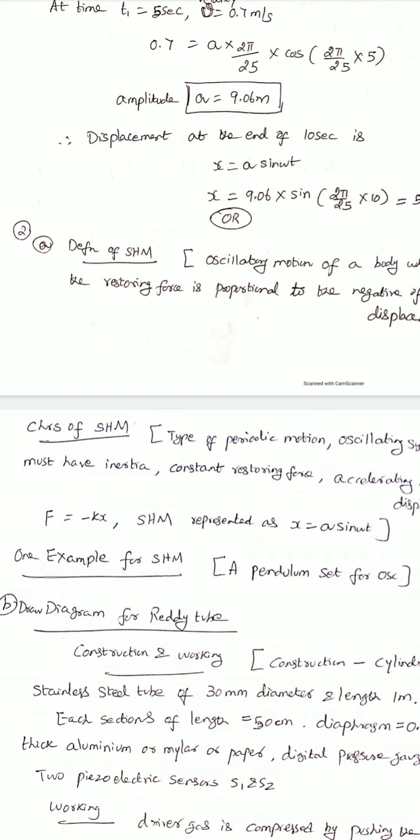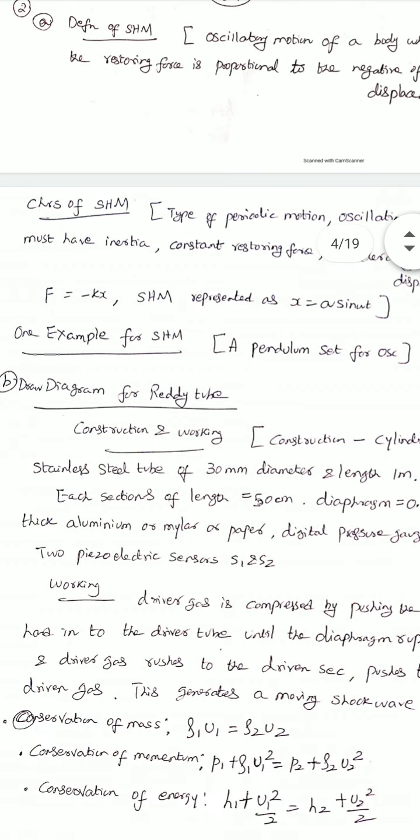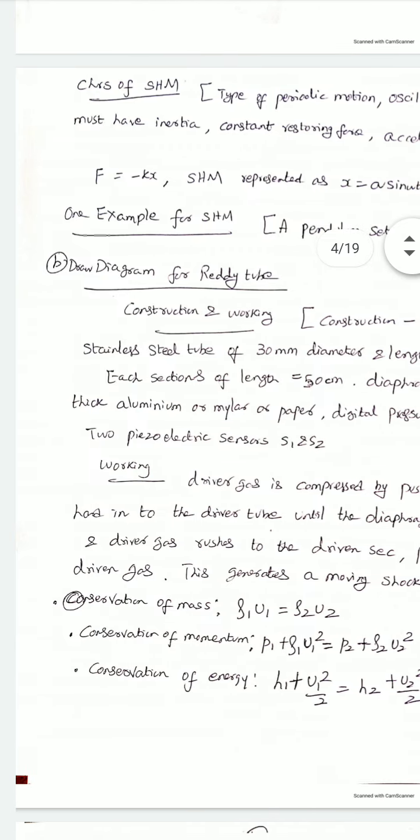So the next one you can see here. The next one is explain the construction and working of Reddish shock tube. So here first you have to do the diagram for a Reddish shock tube. So the diagram you have to perform, then the construction and working you have to explain.